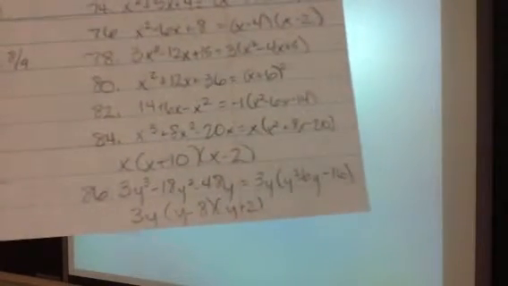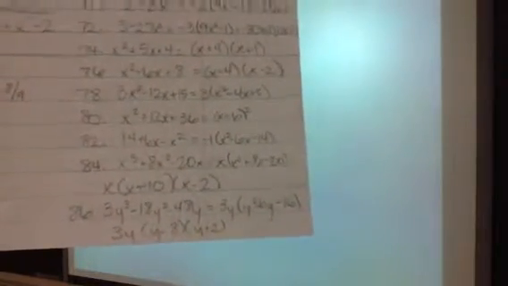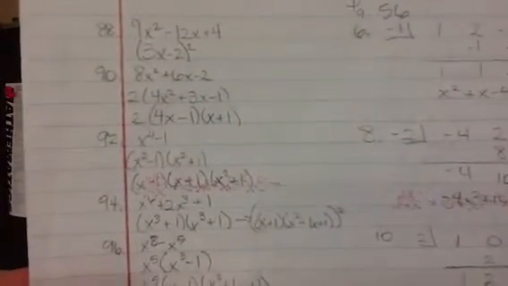82, I got negative 1, and then x squared minus 6x minus 14. You can't factor it any further. 84, I got x, and then x plus 10, x minus 2. 86, I got 3y, then y minus 8 and y plus 2. 88, I got 3x minus 2 quantity squared. 90, 2 times the quantity 4x minus 1 and x plus 1.